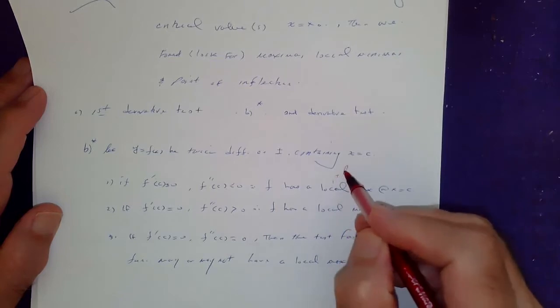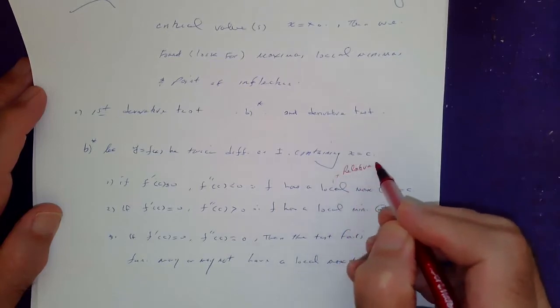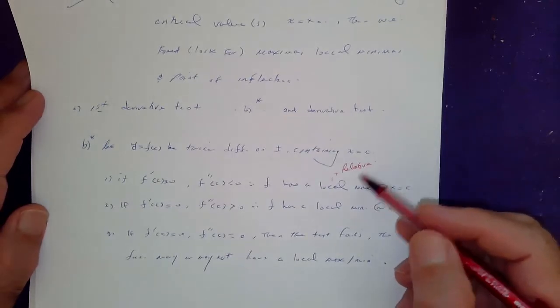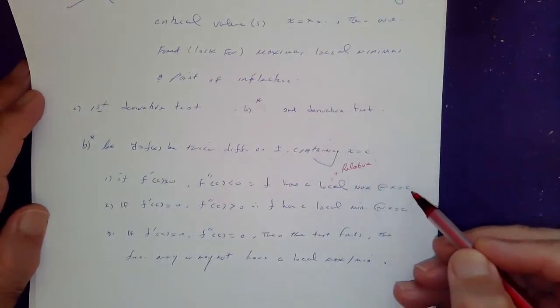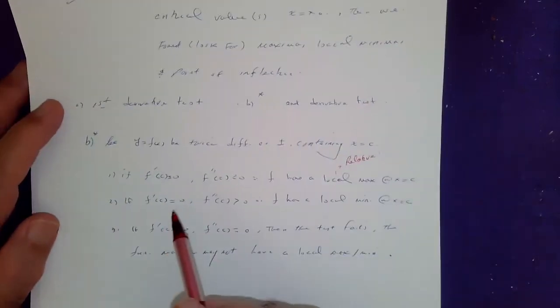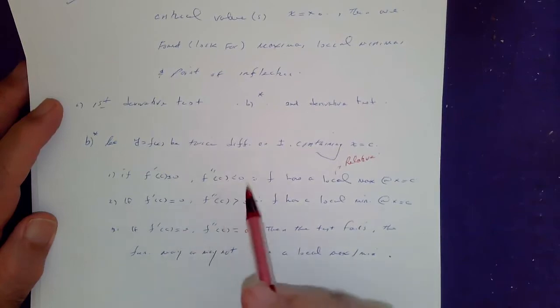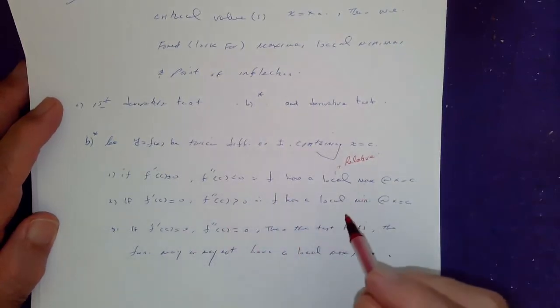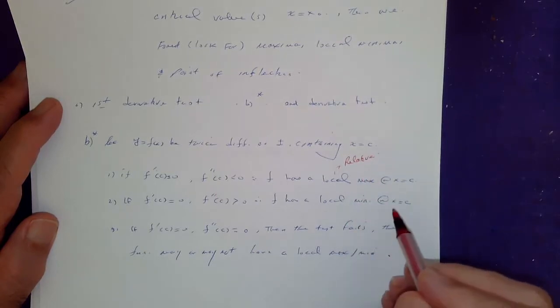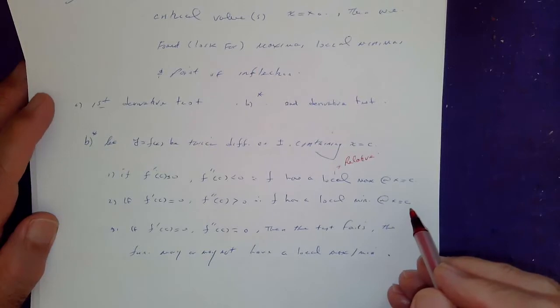Local, sometimes it's known as relative. Okay, so local means what? Relative to the nearby values close to x equals c. On the other hand, if you set the derivative equal to 0 and the second derivative was positive, then f had a local min, or as I said, a relative min, at x equals c.